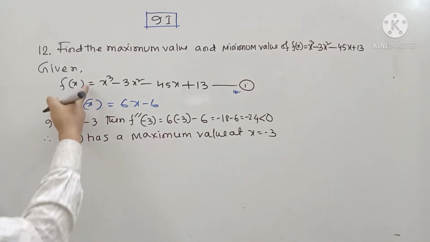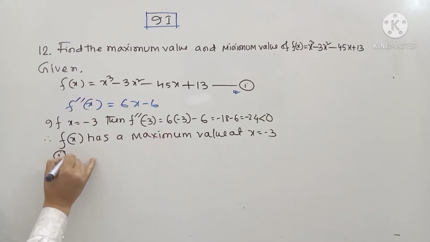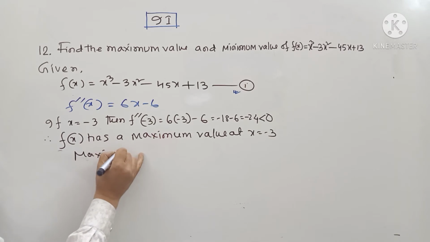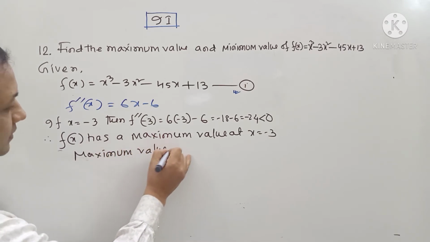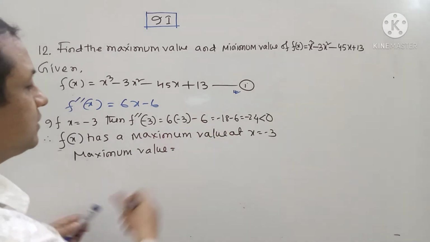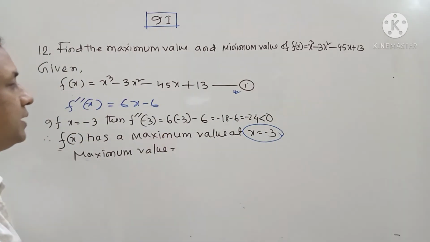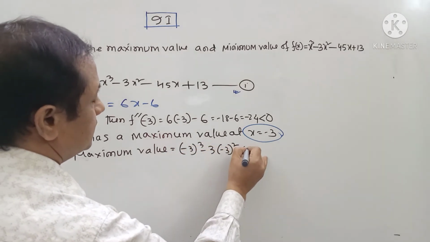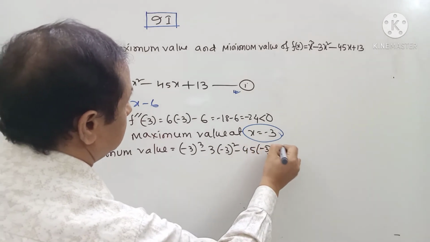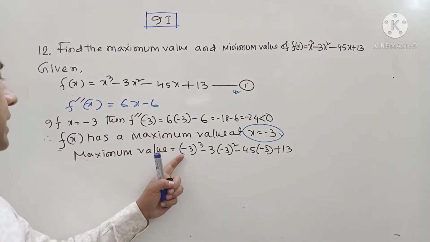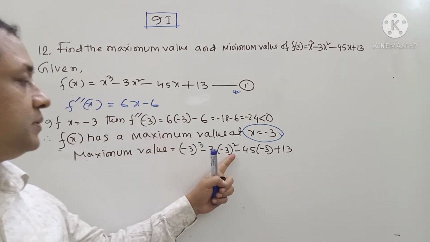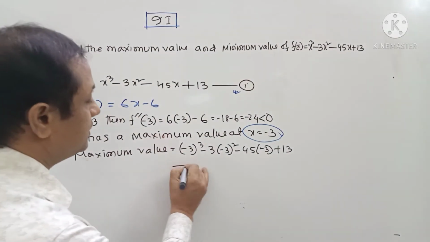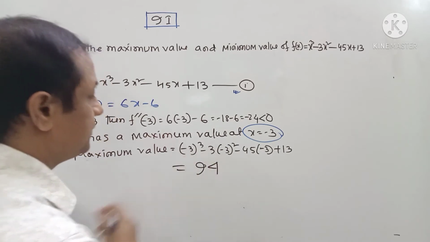Now putting the value of x equals minus 3 in equation 1, the required maximum value equals minus 3 whole cube minus 3 into minus 3 whole square minus 45 into minus 3 plus 13. So using a calculator, the result will be 94.